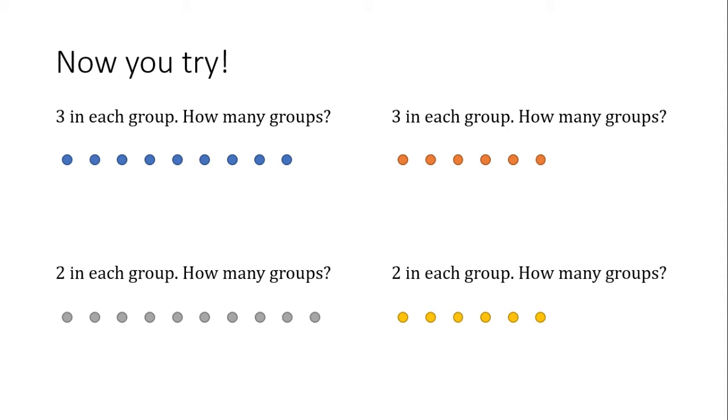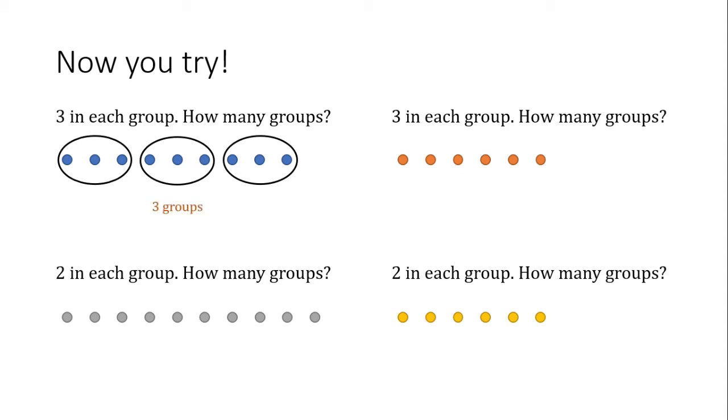Okay, starting in the top left, I can see we have 9 dots in a row, and we're going to draw circles or ovals of 3 around them, and it could look something like this. 1, 2, 3. Okay, how many groups? There are 3 ovals, so that's 3 groups.